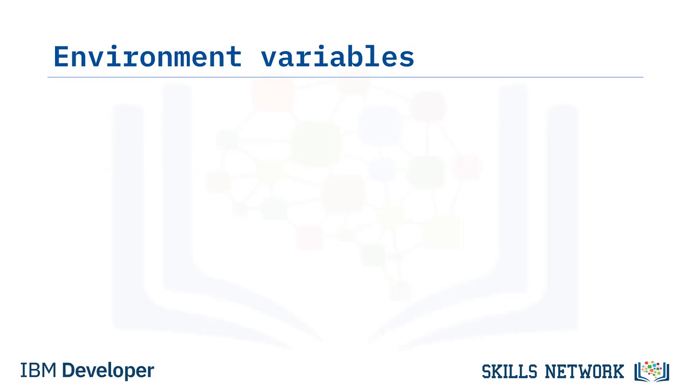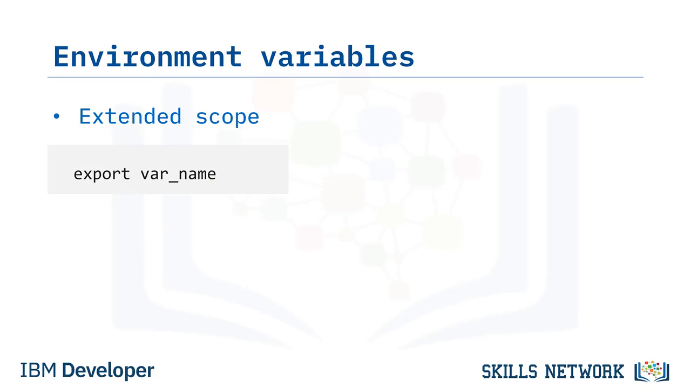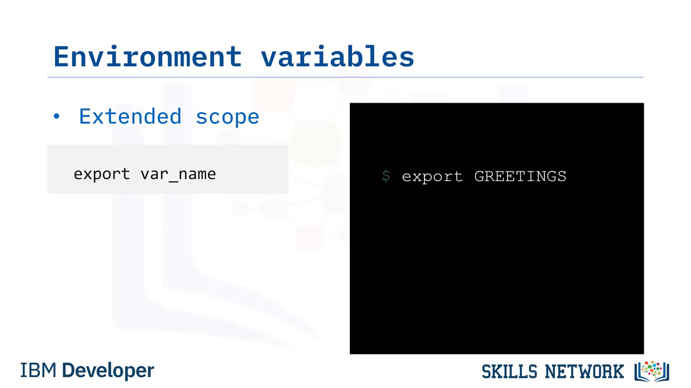Environment variables are just like shell variables, except they have extended scope. They persist in any child processes spawned by the shell in which they originate. You can extend any shell variable to an environment variable by applying the export command to it. For example, export greetings makes greetings an environment variable.